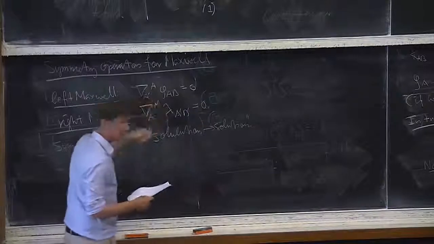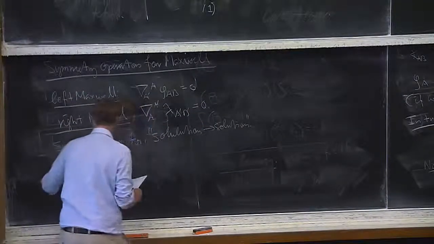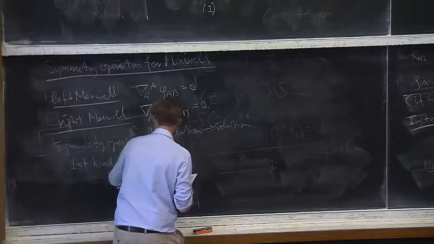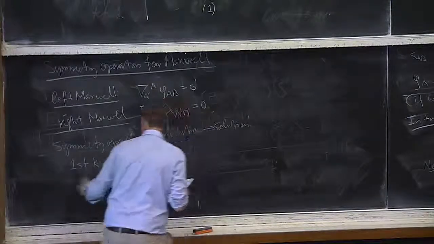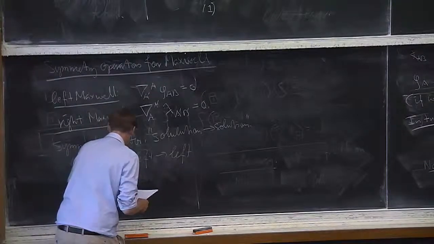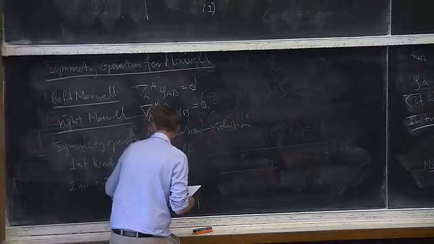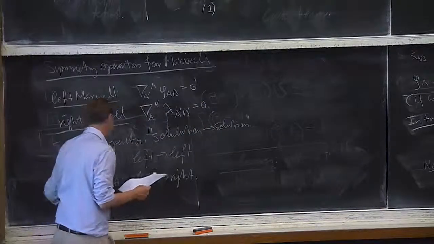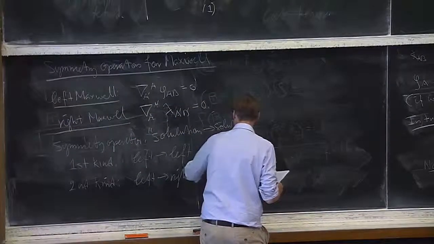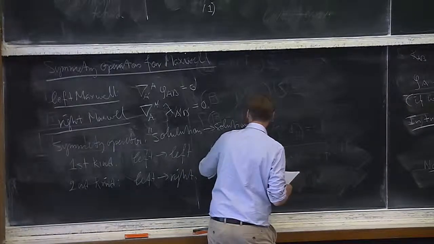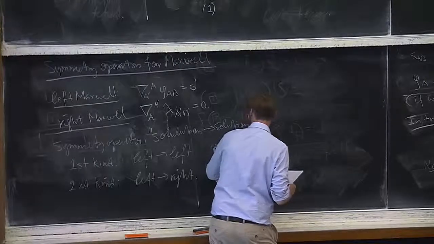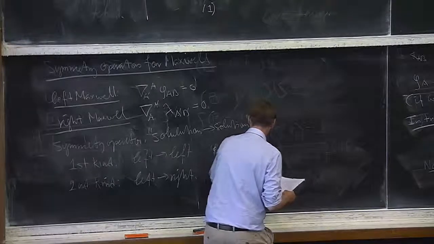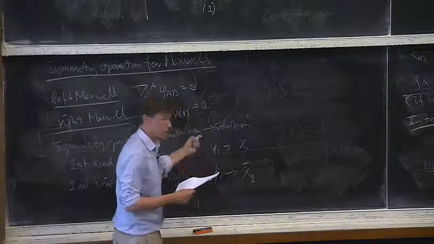But since we have two, it's natural to think about two different types of Maxwell equations. So there are really two types: there's the first kind, and there's the second kind, which takes left to right. This one would take phi zero to something involving, let's say, chi zero. And this would take phi zero to something like chi bar 2, or to chi 2.